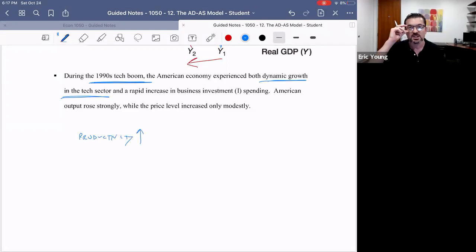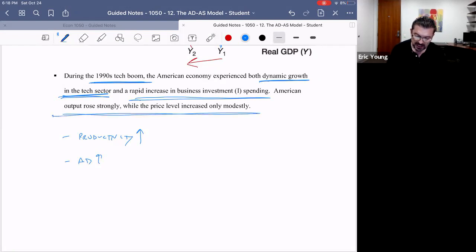As internet technology spread, as personal computing got cheaper, as companies were able to bring in different types of software to make their ops more efficient. So we saw on one hand this dynamic growth in the tech sector, which increased productivity. At the same time, because companies were eager to get in, we saw rapid increases in business spending. So this led to a couple of different things. We saw output rise strongly, but at the same time, the price level only increased modestly.